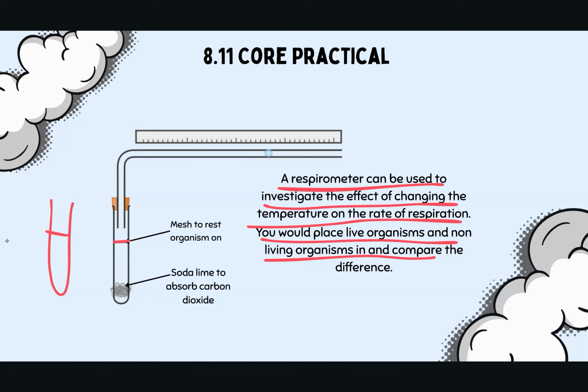Now, what happens is the soda lime absorbs carbon dioxide. So as these insects start doing respiration, they release carbon dioxide, and that carbon dioxide is absorbed by the soda lime. Because it's being absorbed and taken in, it causes this bubble of gas in the respirometer to move in this direction. And that shows respiration is occurring.